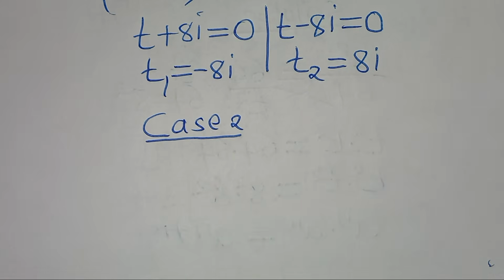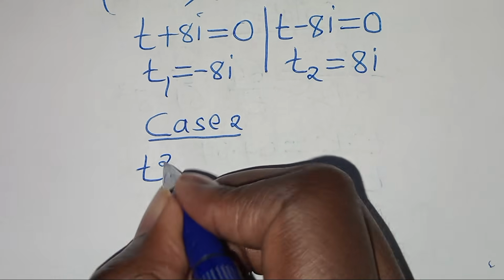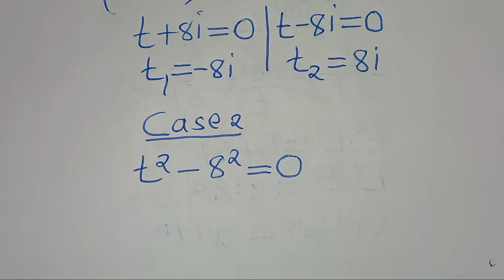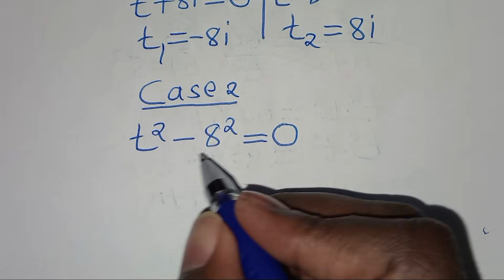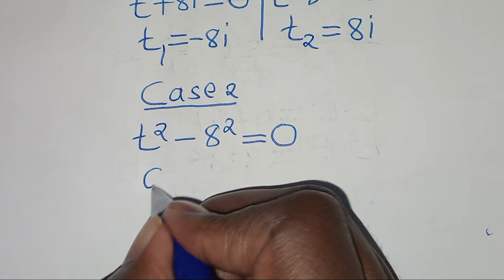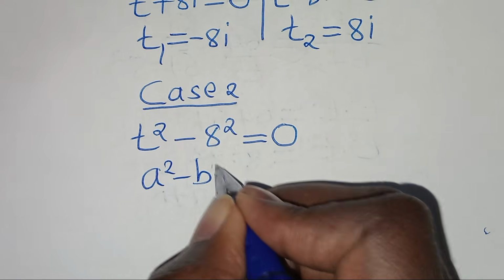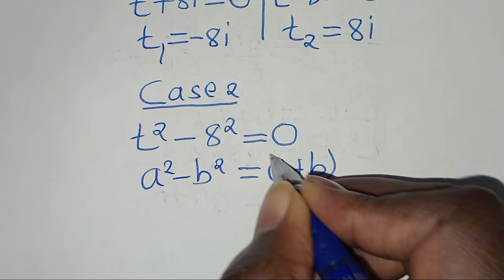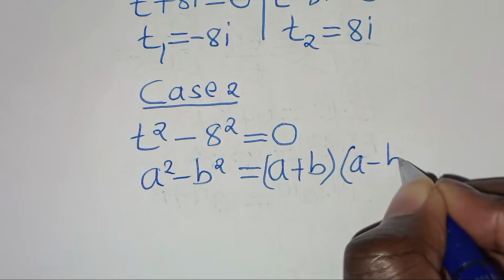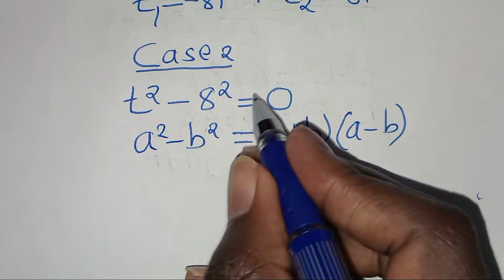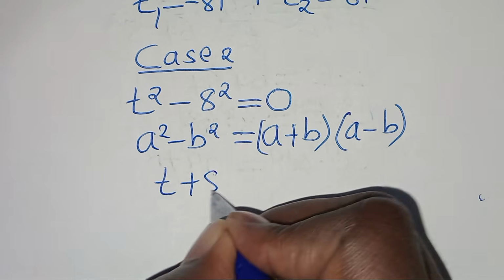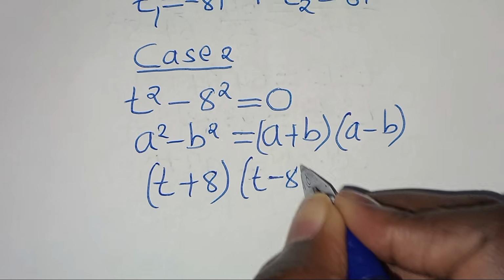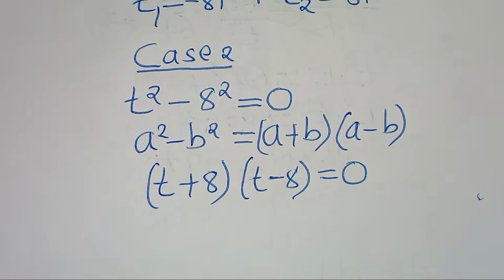In case 2, we have t squared minus 8 squared equals 0. Now, you find that this is the difference of two squares, expressed as a squared minus b squared, which you can express as a plus b times a minus b. So here we have t plus 8, and then we have t minus 8, and this is equal to 0.